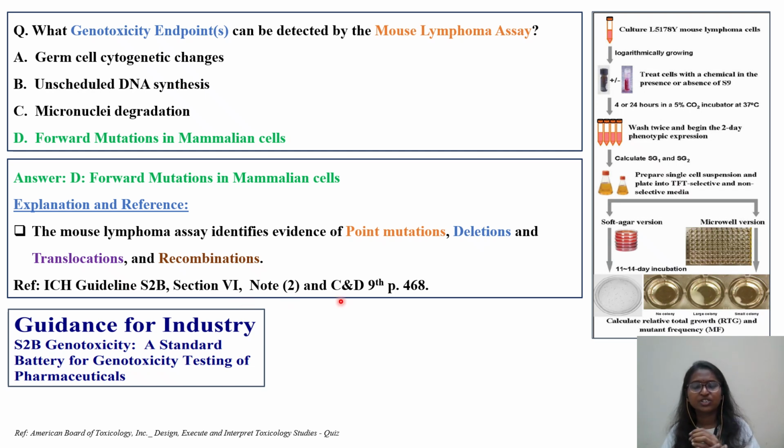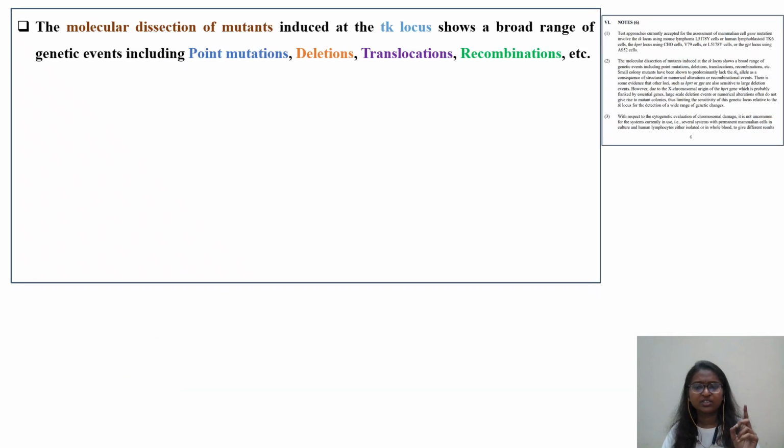In addition to this guideline, they are also referring us to go back and read Casarett and Doull, 9th edition, page number 468. So you can quickly pause the video and also read in this guideline the basic principle, how this mouse lymphoma assay is performed. Again, any question with respect to the principle of this assay you'll be able to answer in the exam. So let's directly see what section 6 in the ICH S2B guideline refers to.